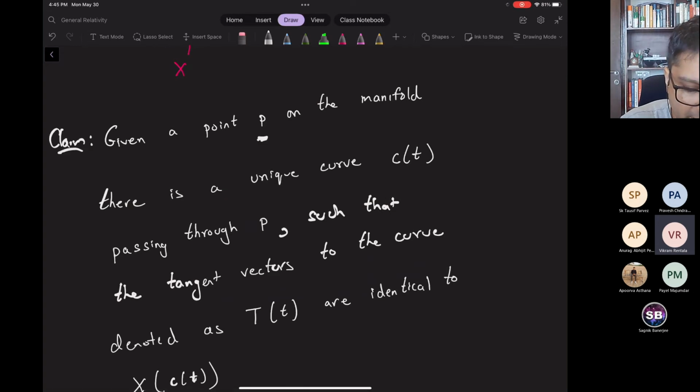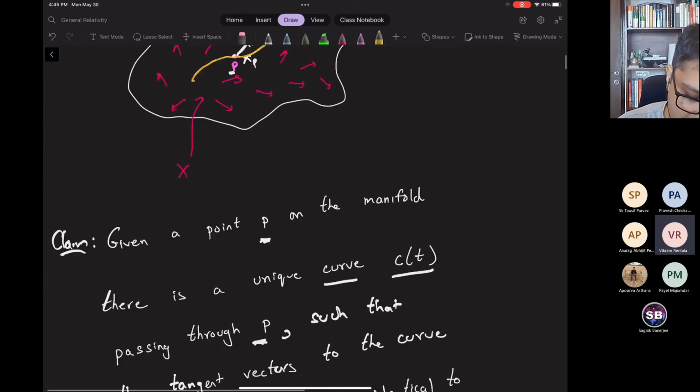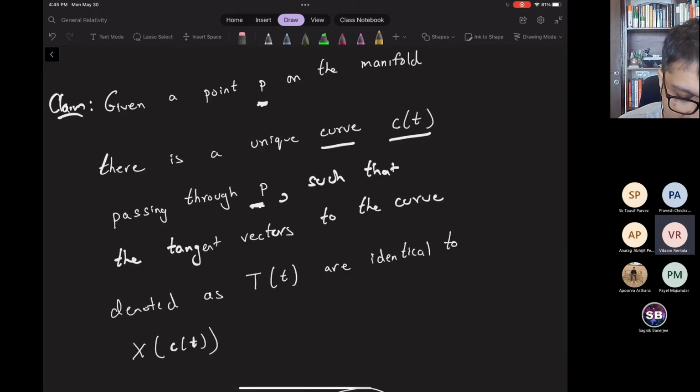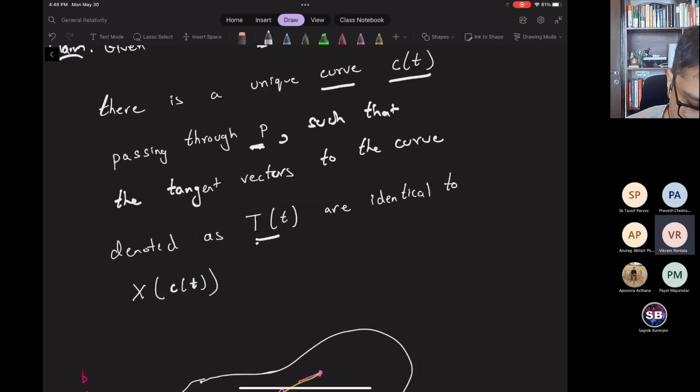If you're given a point P on the manifold, that is, I'm given this point P, then there is a unique curve C of t which passes through P, such that the tangent vectors to this curve, that is, all the tangent vectors to this curve, which are denoted as T of t, are as follows.